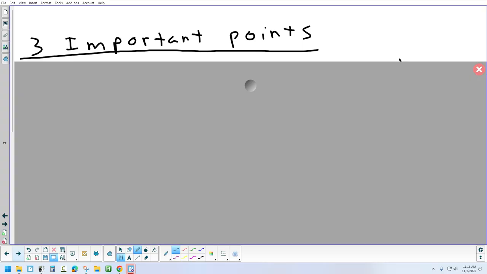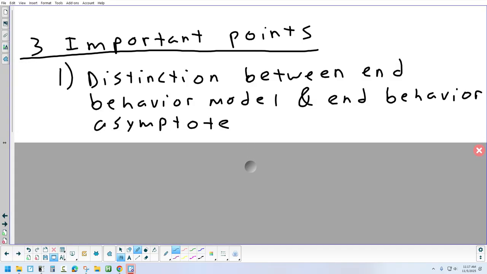So I want to talk about a couple points regarding EBM and EBA. First of all, they're not the same thing. The EBM, that's what we talked about yesterday, that's easier to find. It's just the highest degree term in the top divided by the highest degree term in the bottom. The EBA takes a little bit longer to find. That's when you do long division or synthetic division, and you look at the quotient. So there's two different methods for finding it. Any question on the difference between the methods?